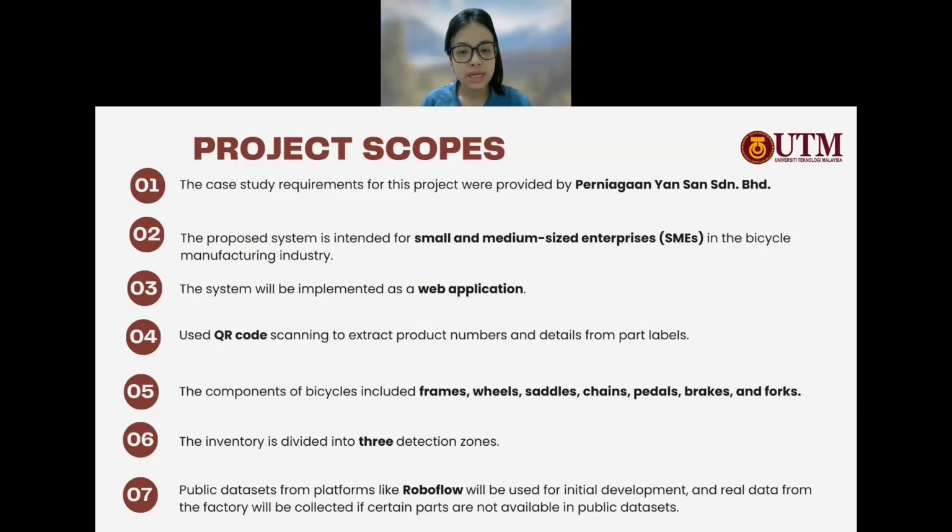Public datasets from platforms such as RoboFlow were used for initial development, and real warehouse images were also collected when specific parts were not in the public datasets. Lastly, QR code scanning was also used to extract the product numbers and details from part labels.